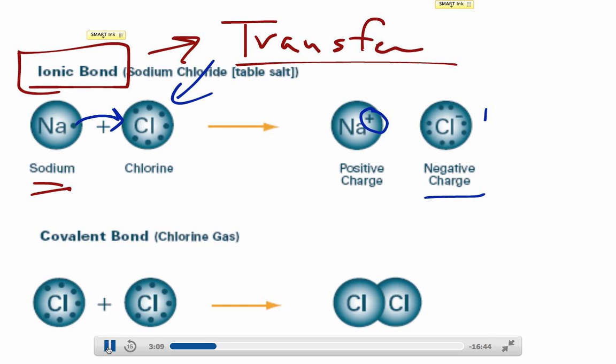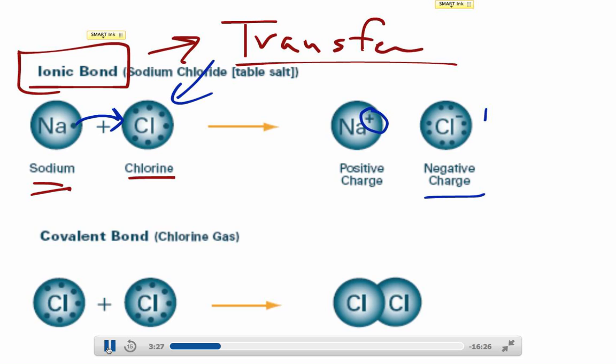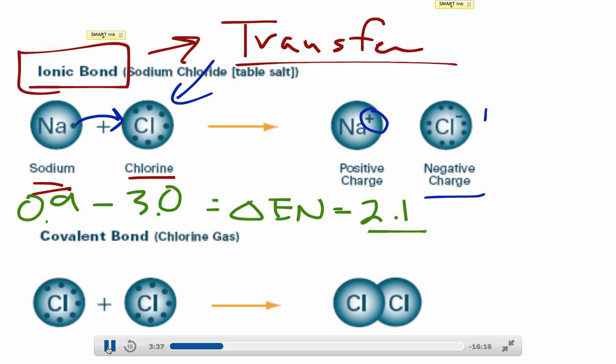However, sometimes we don't have a transfer of electrons because the elements have very similar electronegativity, as we learned. So if we look at sodium and chlorine, for example, chlorine is 3, sodium is 0.9. They have an electronegativity difference of about 2.1. That's a pretty high electronegativity difference, and we'll look at what's high and what's low in a moment. But that's a high difference, so that means one element's actually going to take the electron from the other.